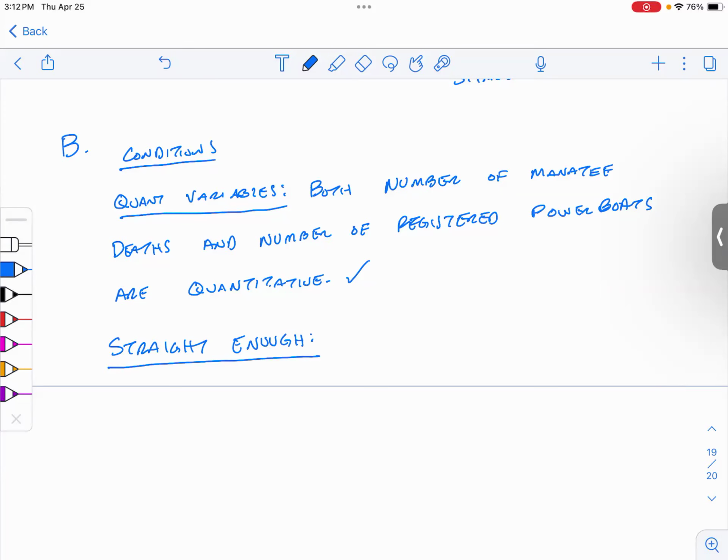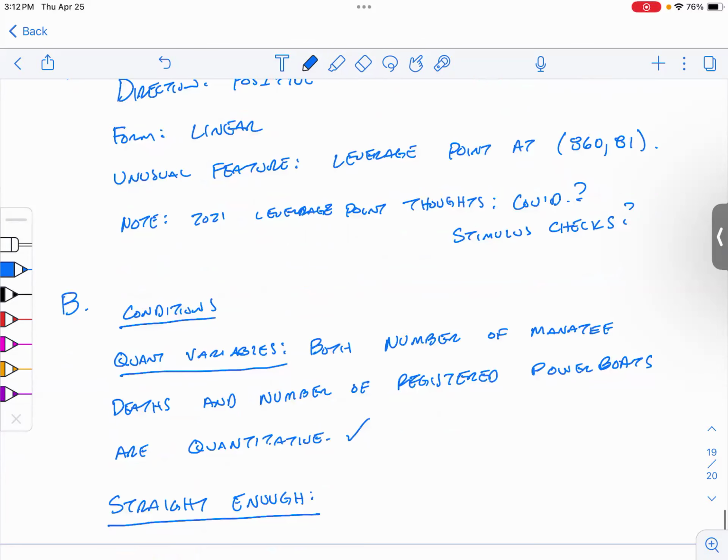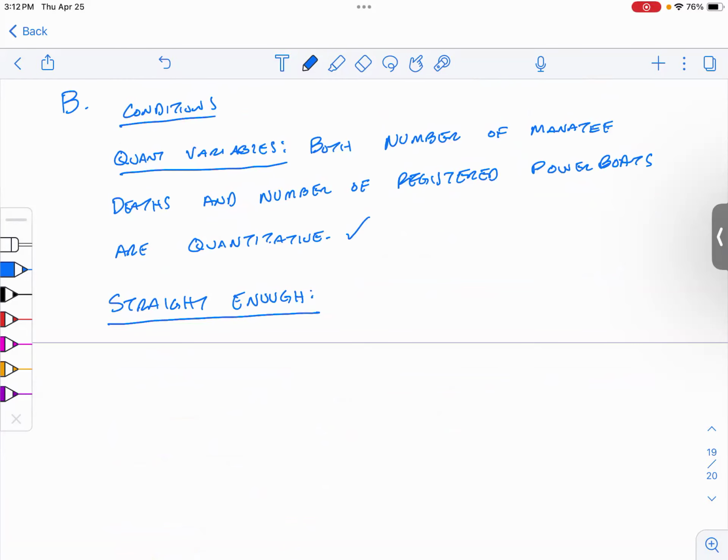The straight enough condition, that one I literally just look back to how we defined the form. We defined the form as linear. So that one is met.